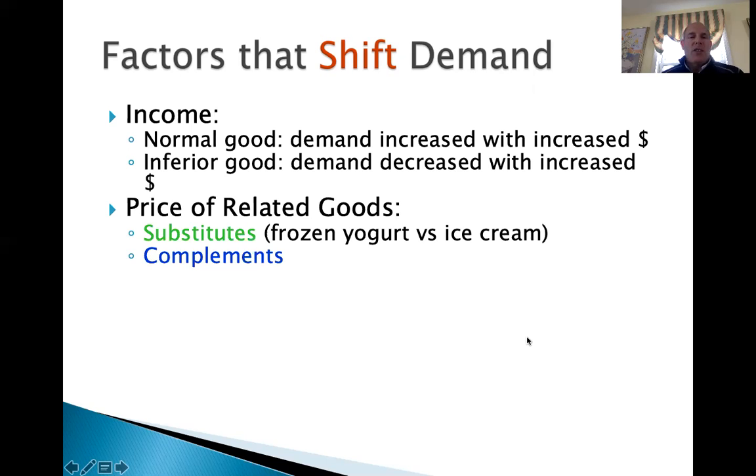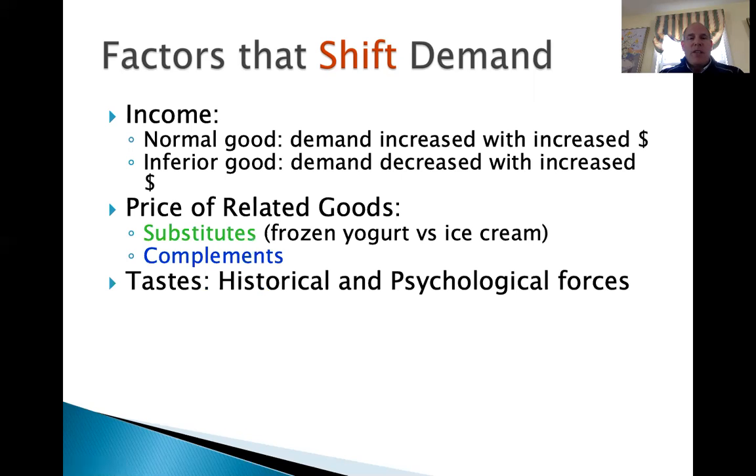Price of related goods. Now, this is where you get into the substitutes and complements, frozen yogurt versus ice cream. If one of those is more expensive or less expensive, then I'll go to the substitute, or I'll go to complements, which is like strawberries and cream. I'm going to try to keep those related goods. That will impact how the demand of an individual goes.